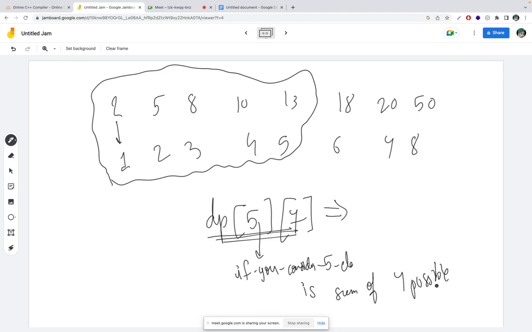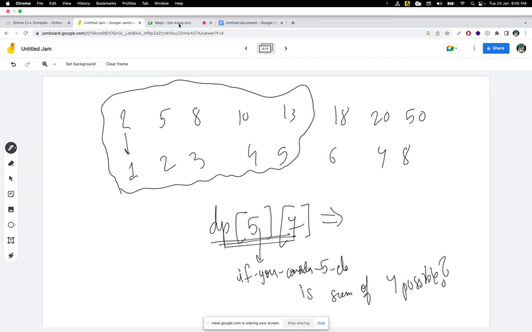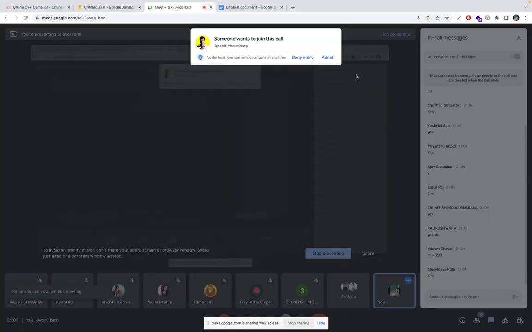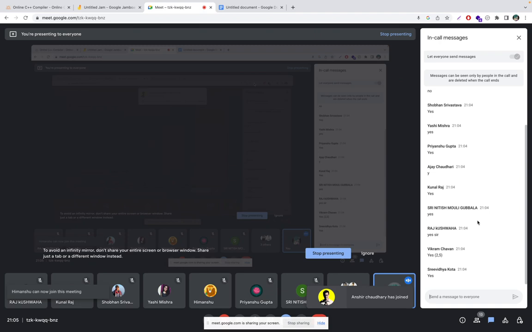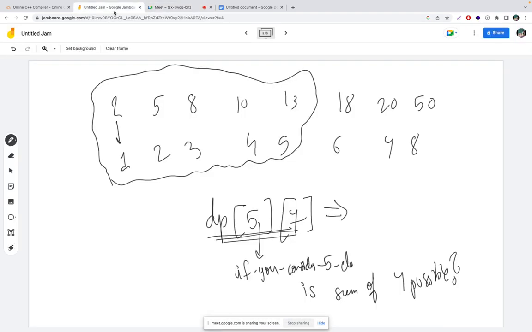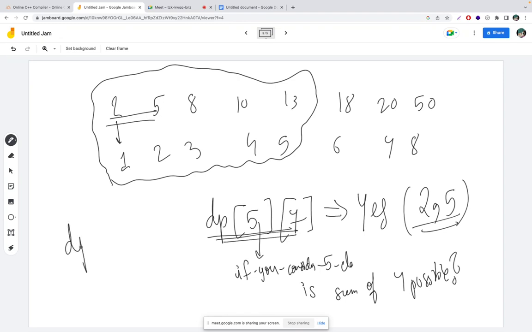This is the actual question. Is sum of 7 possible? Guys, write yes or no in the chat, okay? Everyone is saying yes. Guys, which is that subset? Raj, tell me, how can you get sum 7 from the first 5 elements? So what are those numbers? 2 and 5. So the answer will be yes. And what is the subset? Okay. Spot on. Next question.